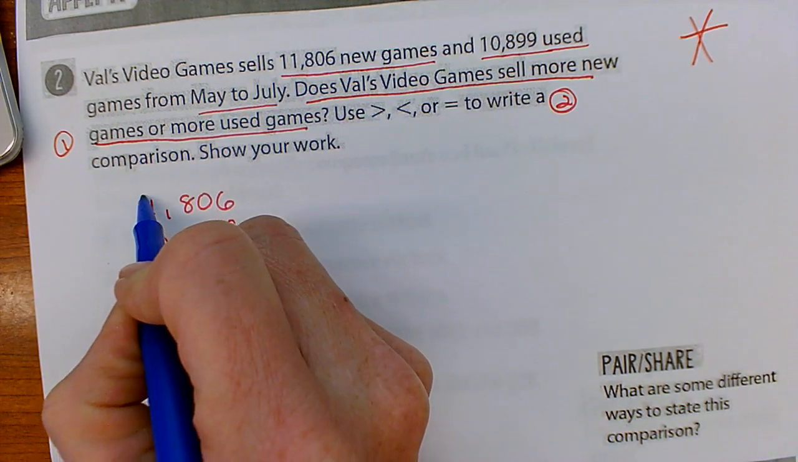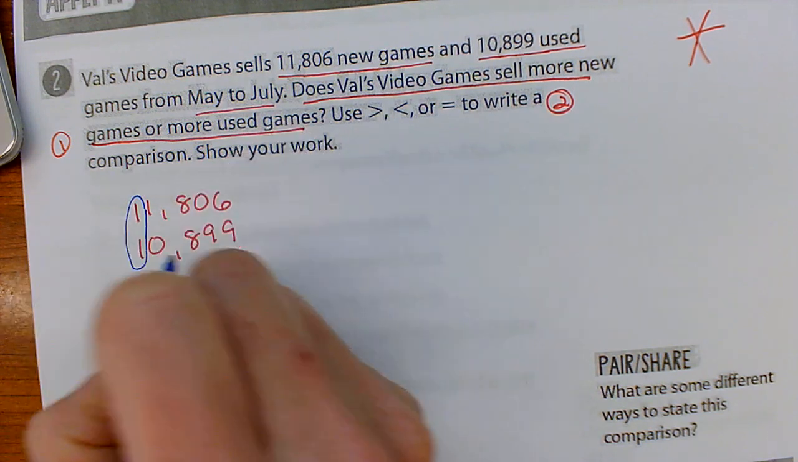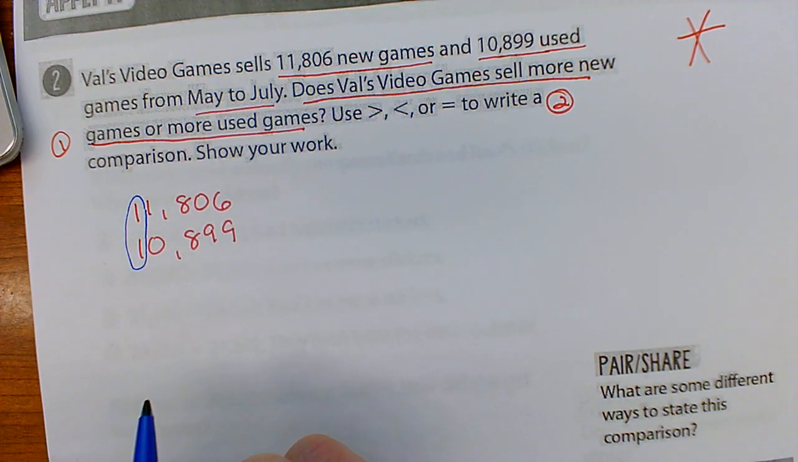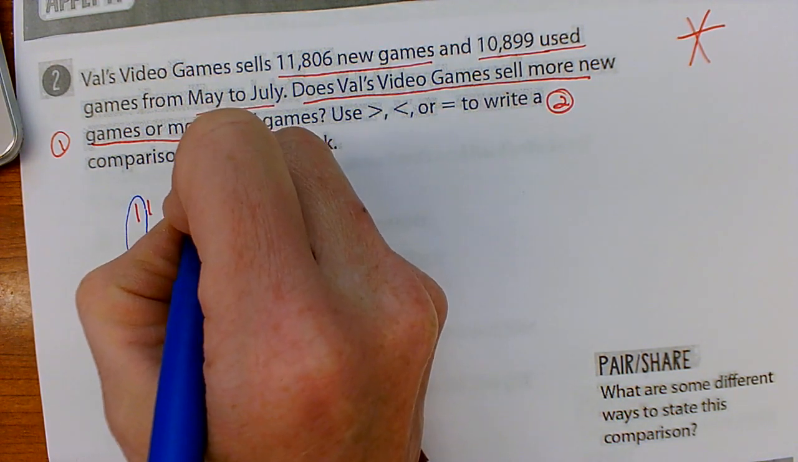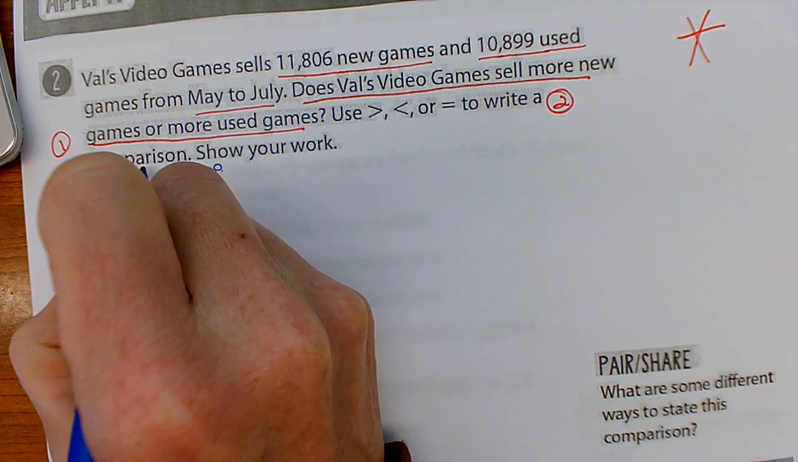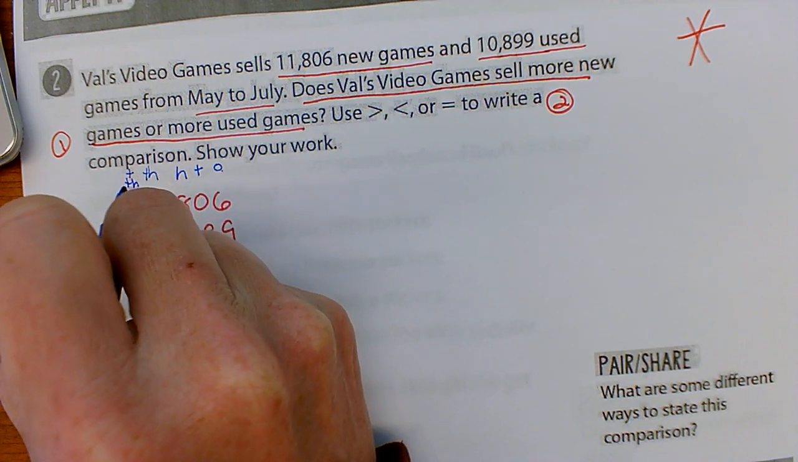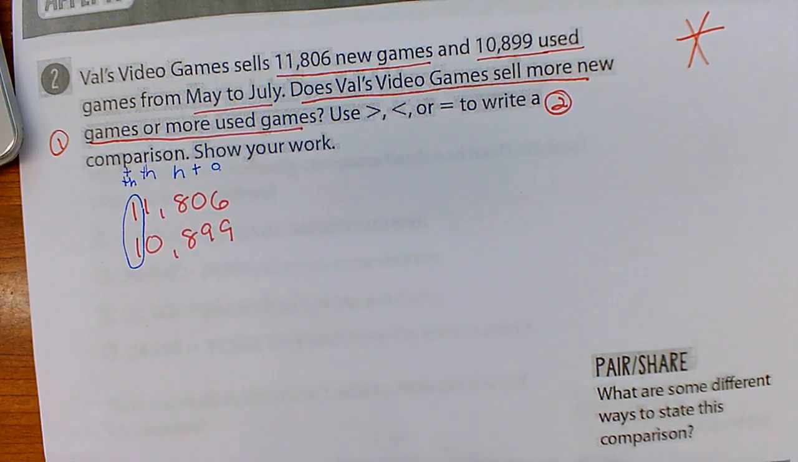So first I'm going to compare my 10,000s. Now I know that I'm encouraging a lot of you to at least, if you don't want to put this in a place value chart, you should at least write O for ones, T for tens, H for hundreds, TH for thousands, and then TTH for 10,000s. Or you could put them in a proper place value chart if you want.